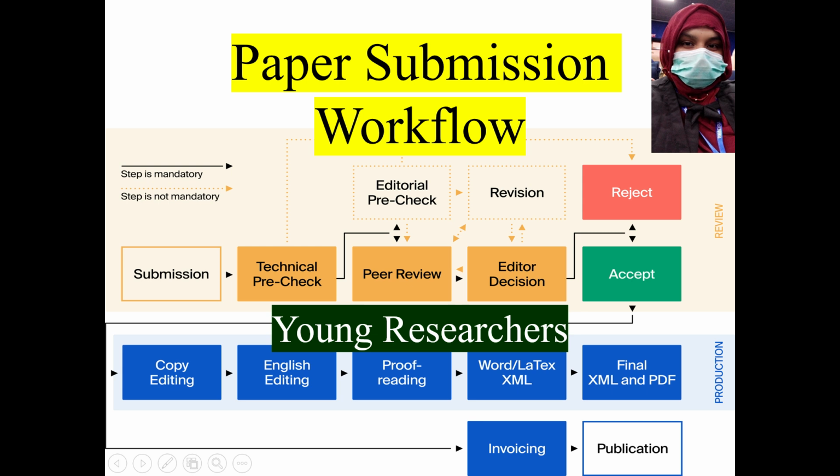If after revision it gets accepted, then it will go directly to copy editing, where the publisher side will do some kind of copy editing. Then it will undergo English editing and proofreading. At proofreading you will receive a mail for final PDF proof checking. After submission of the final PDF proof, you will receive an email regarding the invoicing, like paying APC charges. And finally your paper will be published once you pay all the APC charges and once you have undergone all these processes. So this is the complete paper submission workflow from the submission process to the publication process.